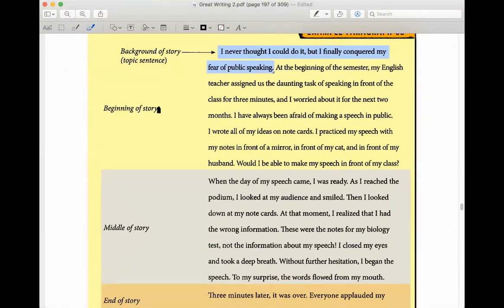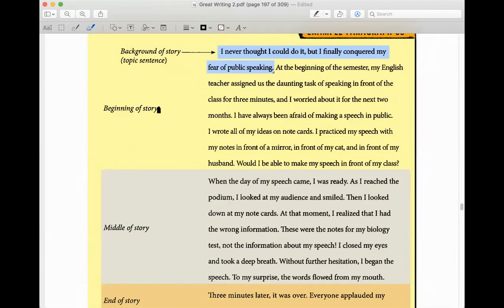Okay, so right away, this is a good topic sentence for a narrative paragraph because this is a fear that most people have, right? Speaking in public, giving presentations, people are afraid of that, terrified of that. But this person got over it. I conquered my fear, right? So I'm already interested. Okay, I want to know what happened. I want to know how he or she did this. And so I'm going to keep reading because I want to find out more.